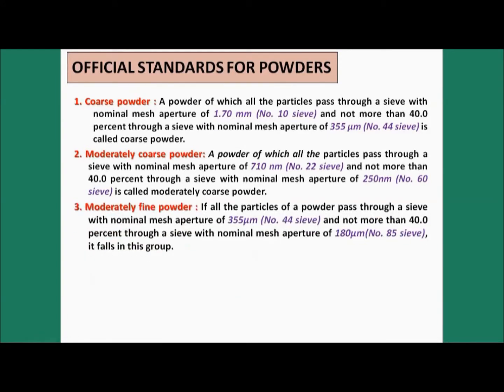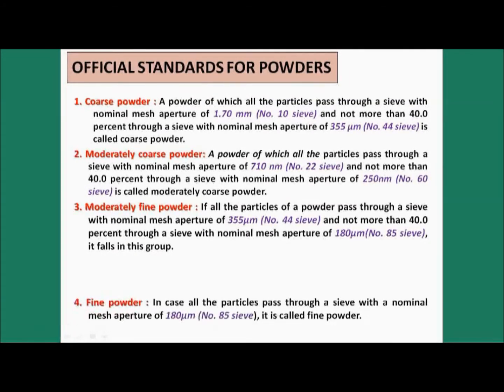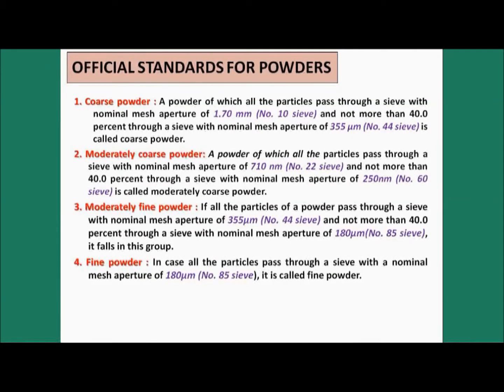The next type of powder is the moderately fine powder. Here all the powders can pass through sieve number 44, but not more than 40% can pass through sieve number 85. Then you have the fine powder. In the fine powder, all the particles can pass through sieve number 85, not more than 40%. Here everything needs to pass through sieve number 85, then only it is known as fine powder.